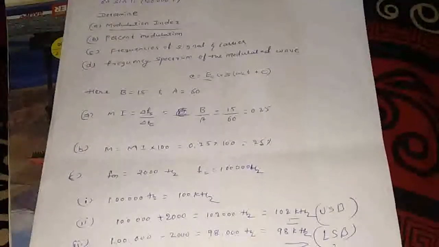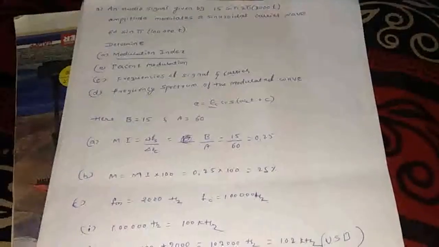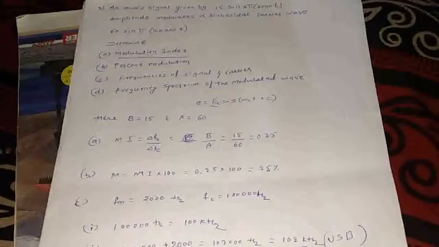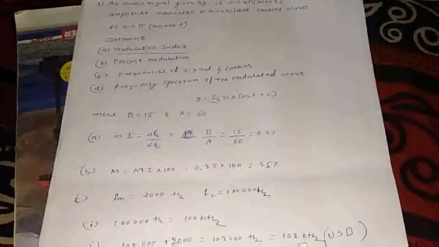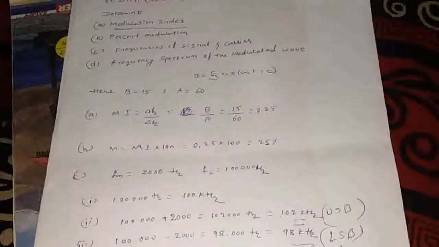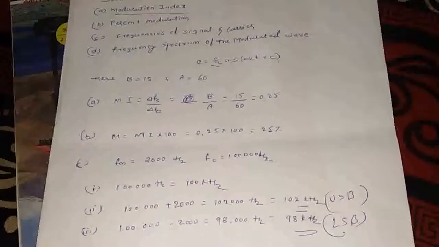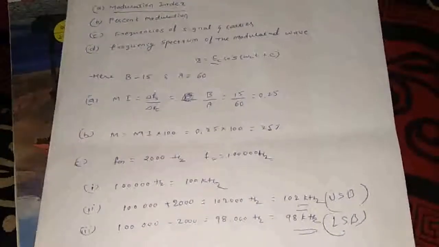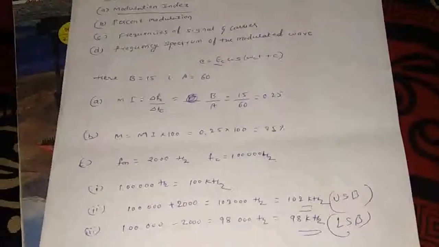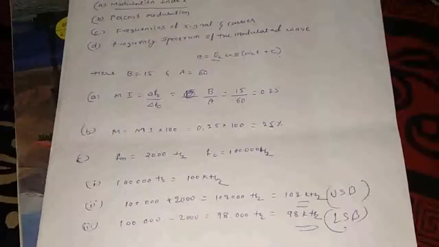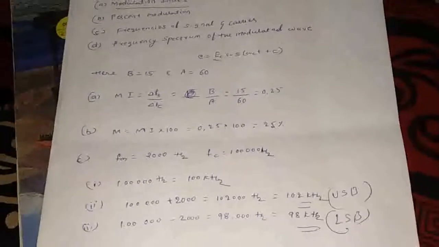And third one, frequency of signal and carrier. In the given equation 50 sin 2π 2000t, the modulation frequency is 2000, and in the second equation the amplitude modulation frequency is 1 lakh, that is defined as the carrier frequency fc. So we convert the carrier frequency 1 lakh hertz to kilohertz, that is 100 kilohertz. Then the USB is fc plus fm and the LSB is fc minus fm. So we get the upper sideband frequency and lower sideband frequency.